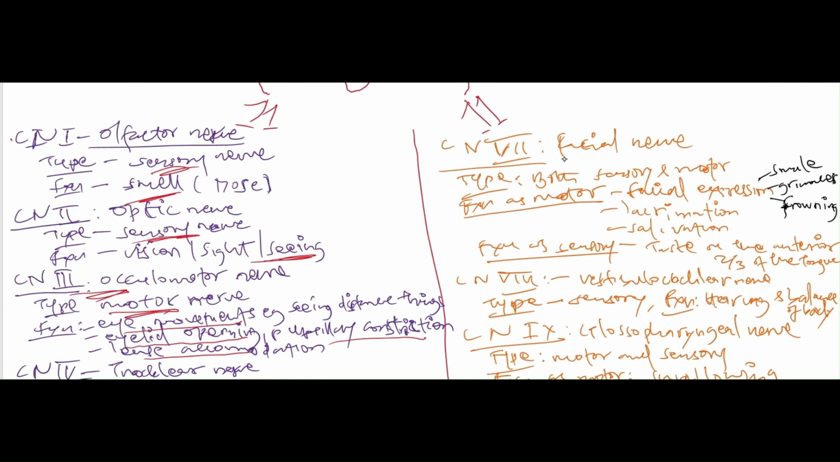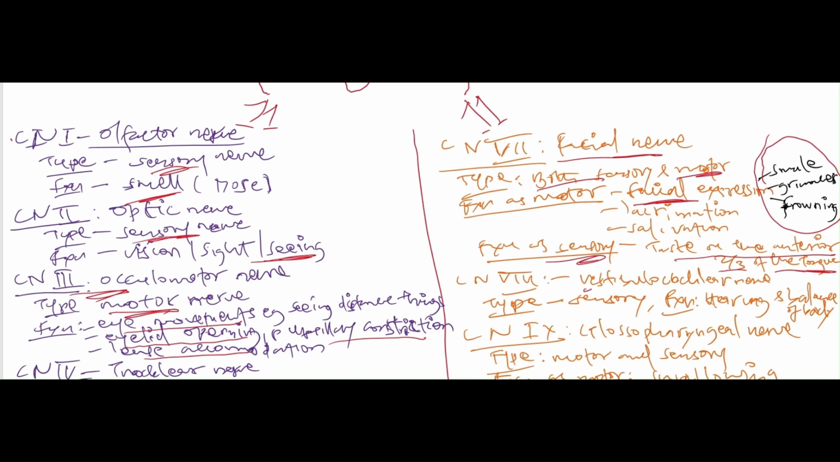Number 7 is the facial nerve, which is both sensory and motor, and as motor it functions as the facial expression nerve. That is when you smile, when you have facial grimaces, frowning of your face, and also lacrimation, that is production of tears, and salivation, that is in the mouth. But as sensory, it is responsible for taste, especially in the anterior 2/3 of the tongue. So these play a very vital role.